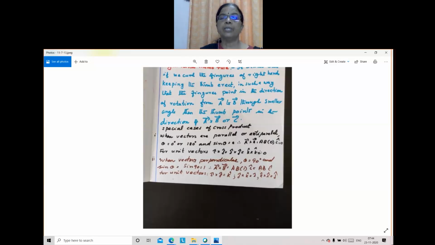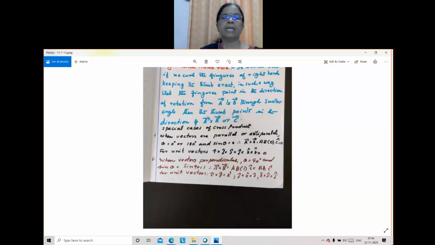അപ്പോൾ A cross B equal to AB sin theta into C cap. So we get 0. We are multiplying the quantity with 0, so we get the answer 0. So when two vectors are parallel, A cross B becomes 0. Cross product becomes 0. Understand?